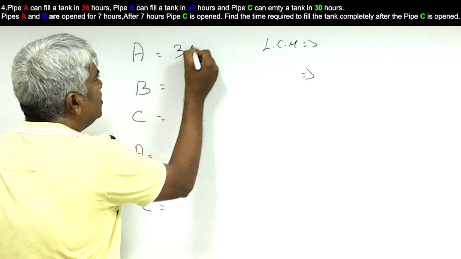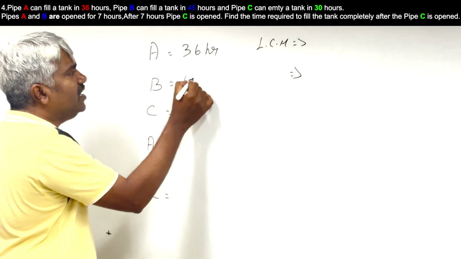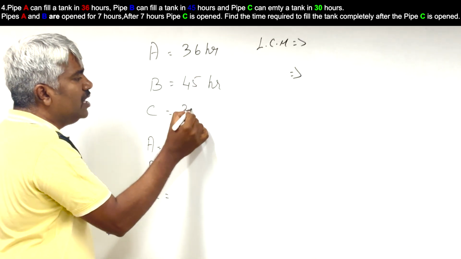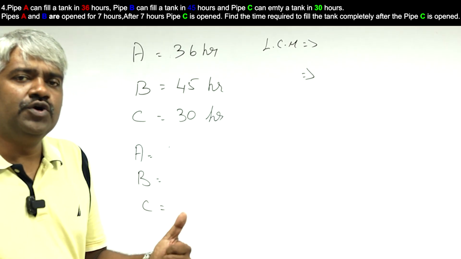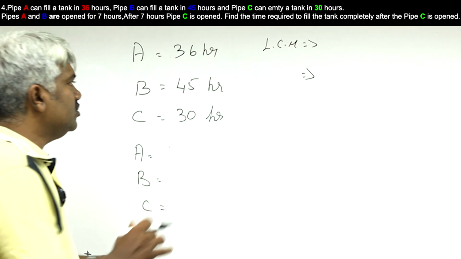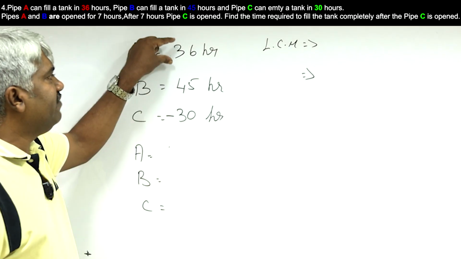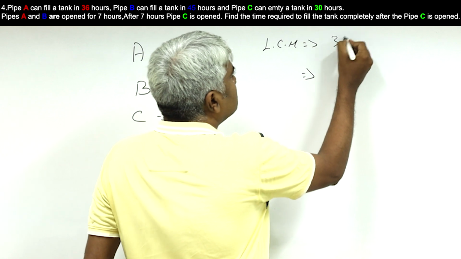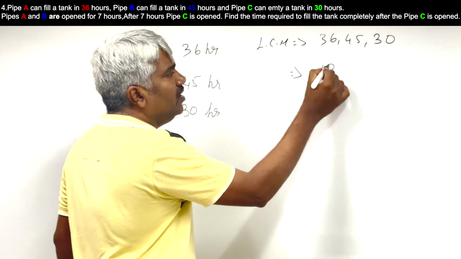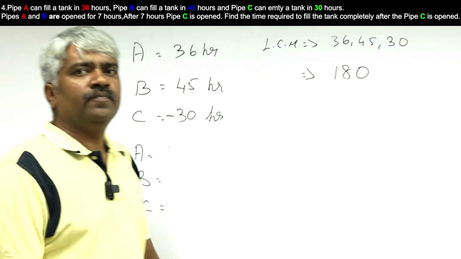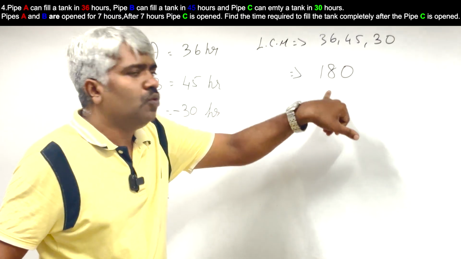Pipe A requires 36 hours to fill the tank. Pipe B requires 45 hours. Pipe C requires 30 hours to empty the tank. As I said, pipe C is going to empty the tank, so I am going to put the minus sign there. Now we need to find the LCM of 36, 45 and 30. So the LCM of 36, 45 and 30 is 180.